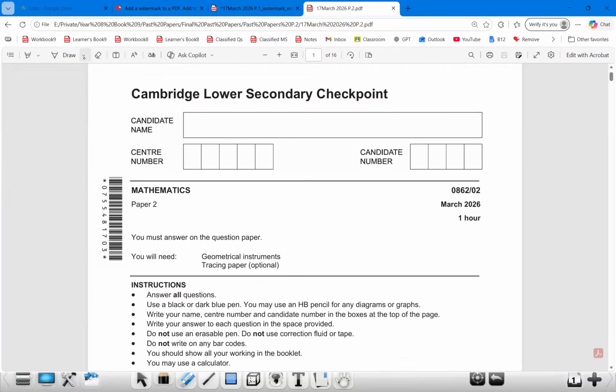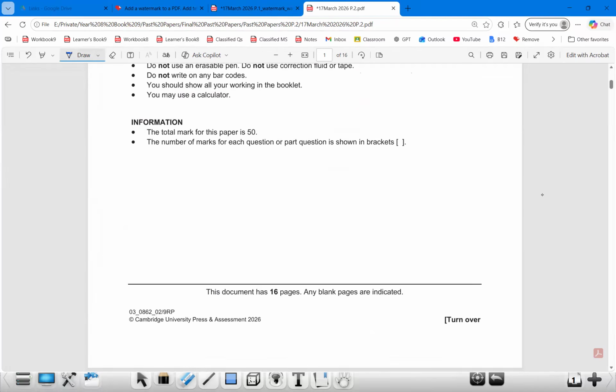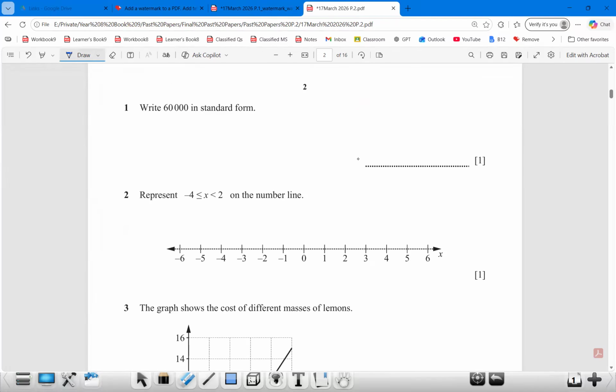And in today's video, we are going to discuss March 2026 paper 2. So let's start with the first question over here. They're requesting from you to write 60,000 in standard form. So we agreed that the first number must be between 1 and 10, so it's just a 6. But in order not to change the value of your number, you need to multiply by 10 to the power of 4.